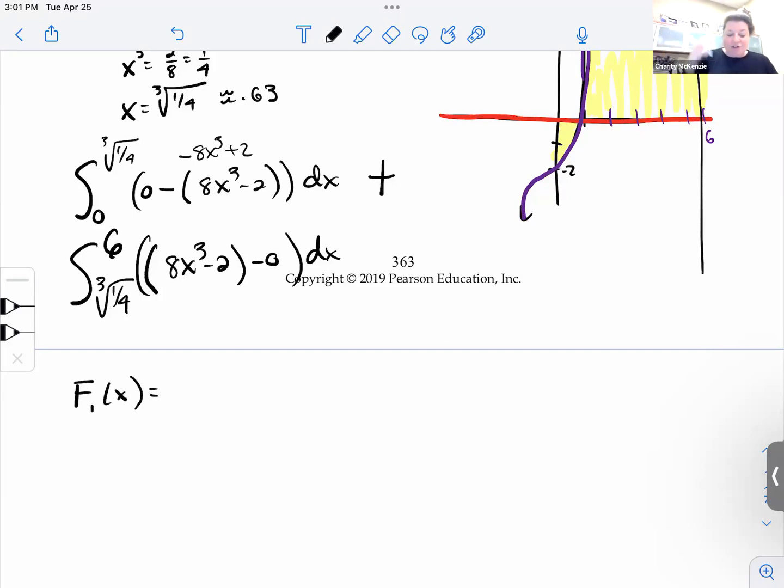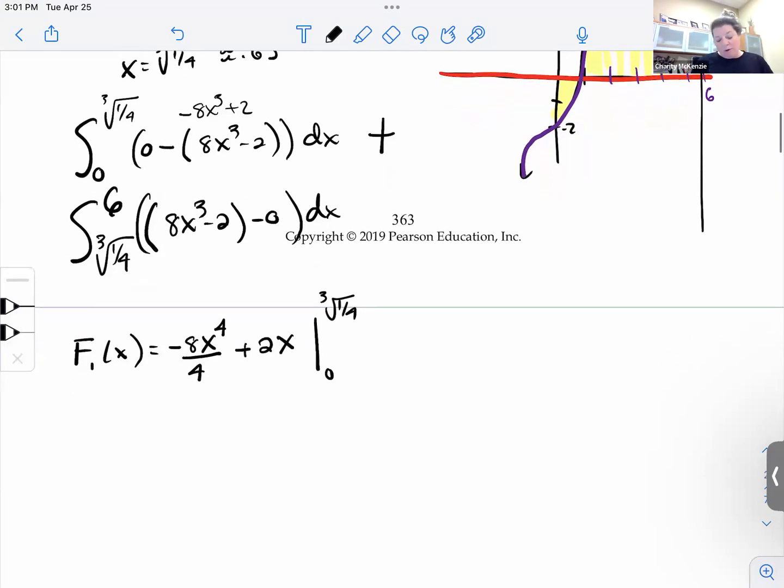So on that top function's antiderivative, keep your negative 8, x to the third now becomes a fourth. Now divide by that 4. What does your positive 2 become? It becomes a 2x plus c, but we don't have to use that, right? So we're here, and that's our antiderivative. We're going to evaluate this from 0 to the third root of a fourth.